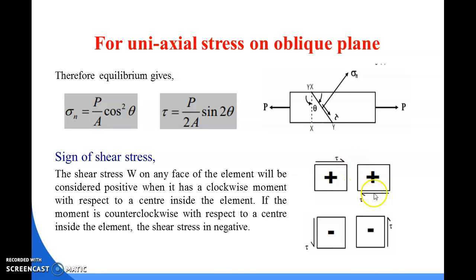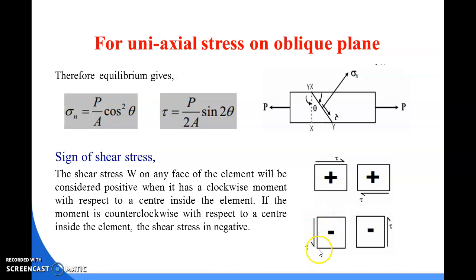Okay, and if we consider the lower part of the shear stress, then it will give this kind of moment. So in total it will give a clockwise moment. Okay, the clockwise moment is this type. So for the clockwise moment, the shear stress value is positive. And how will we get the shear stress as negative?